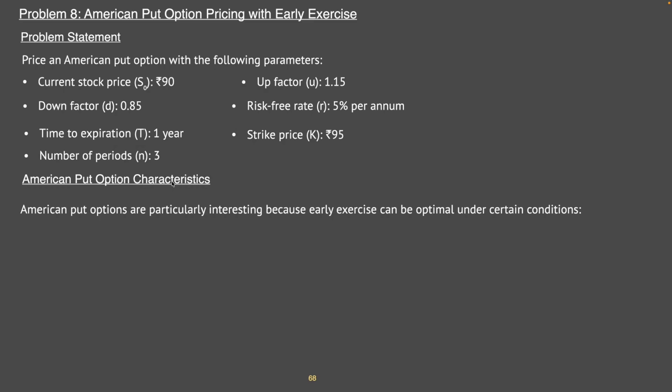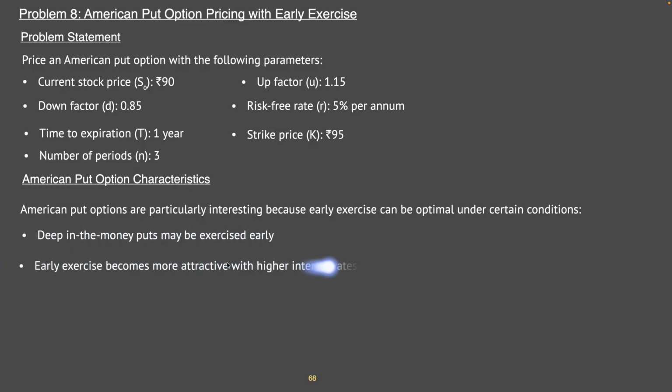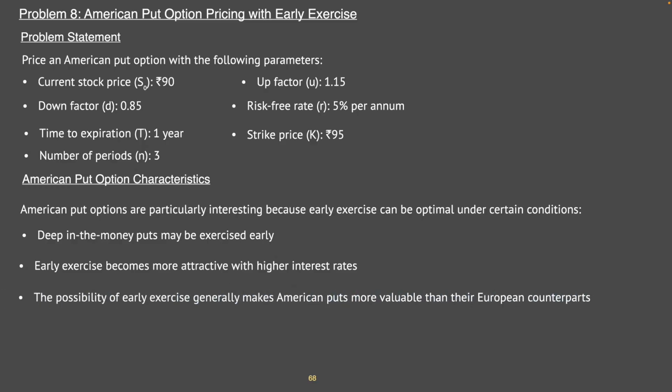So American put option, what are the characteristics? We have already discussed. An American put option has a facility for early exercise in case the option is deep in the money. Whenever it is deep in the money, you can exercise it. You can exercise early when the risk-free interest rates are higher, and the possibility of early exercise generally makes American puts more valuable than their European counterparts.